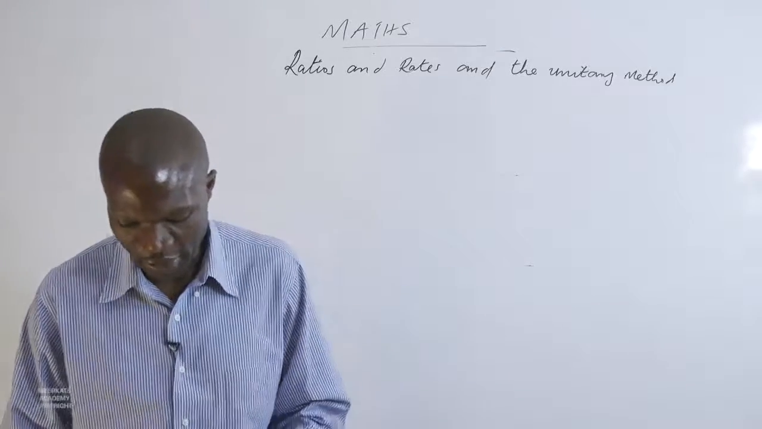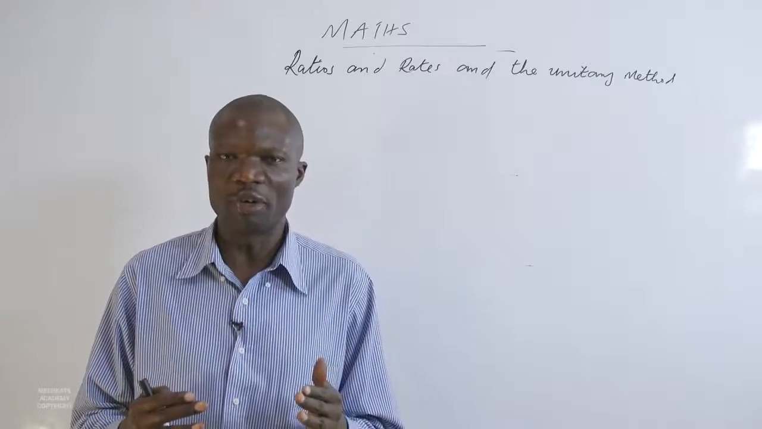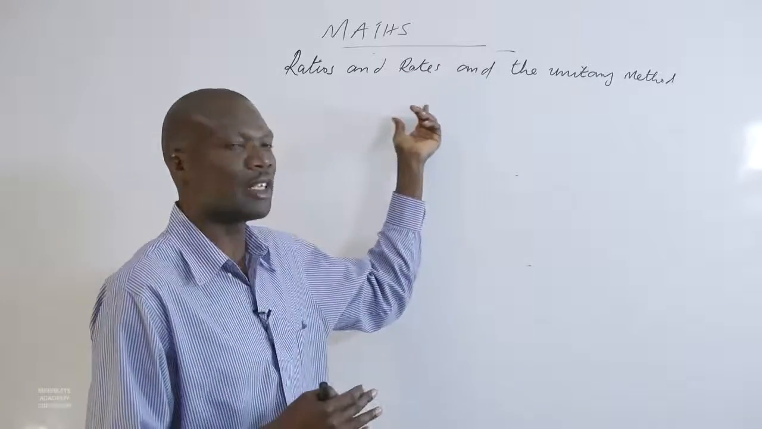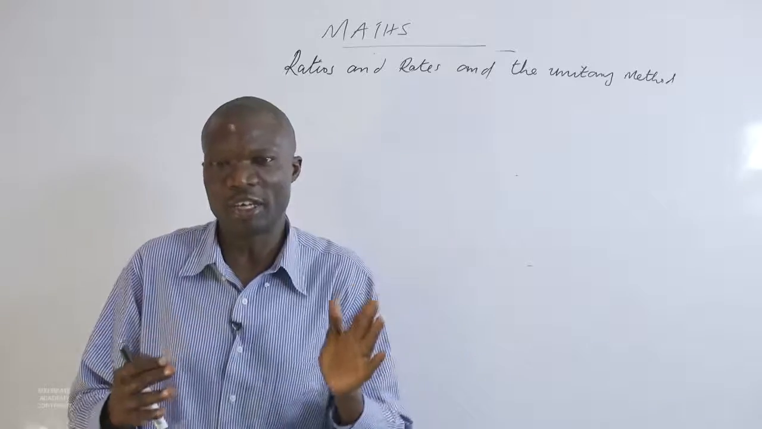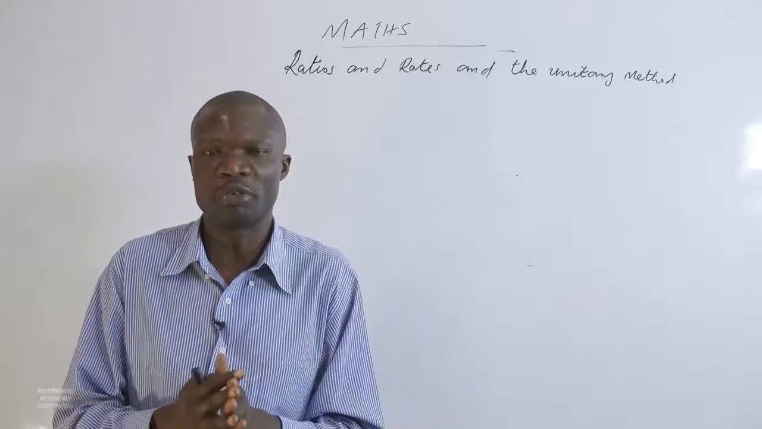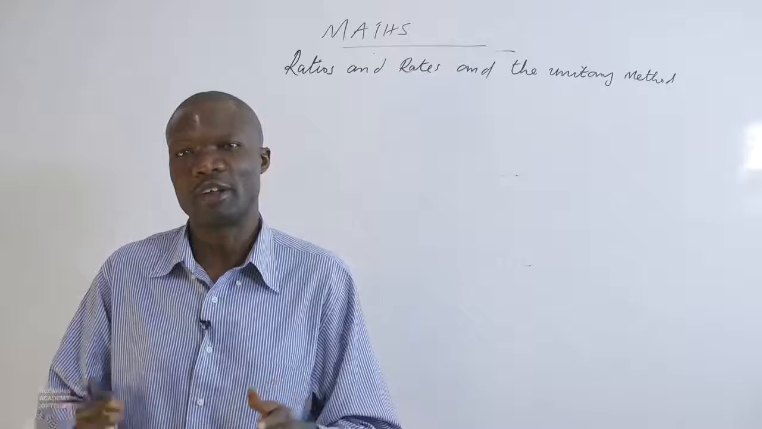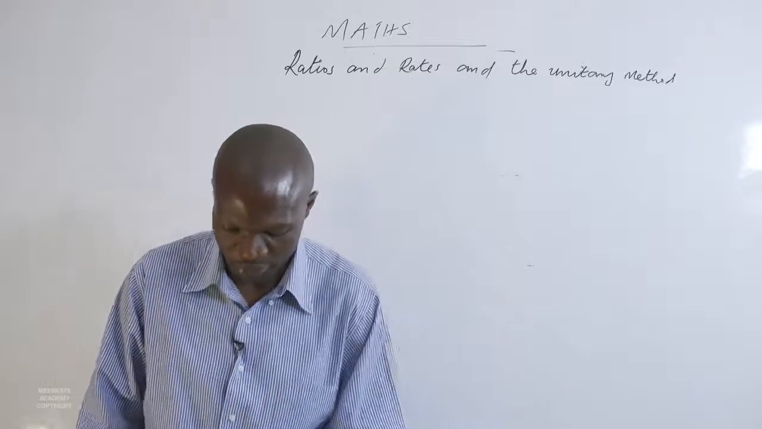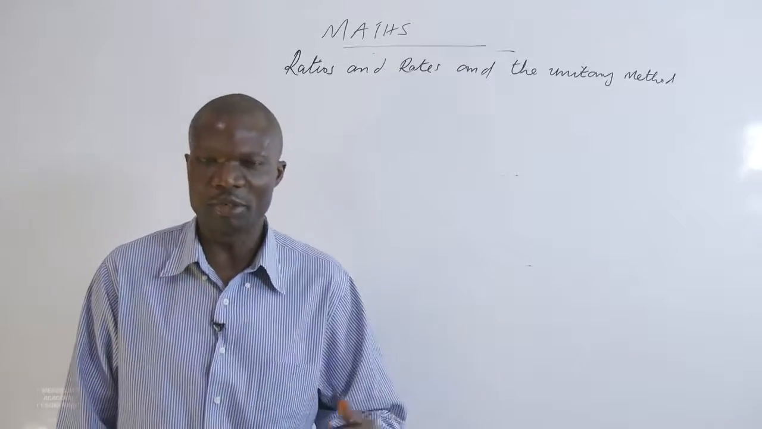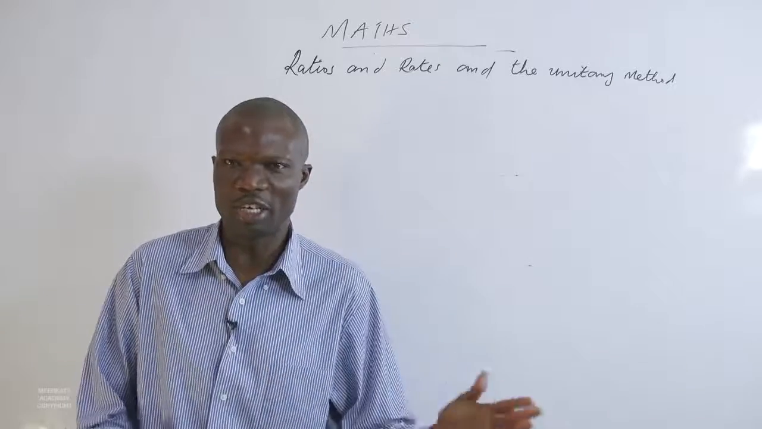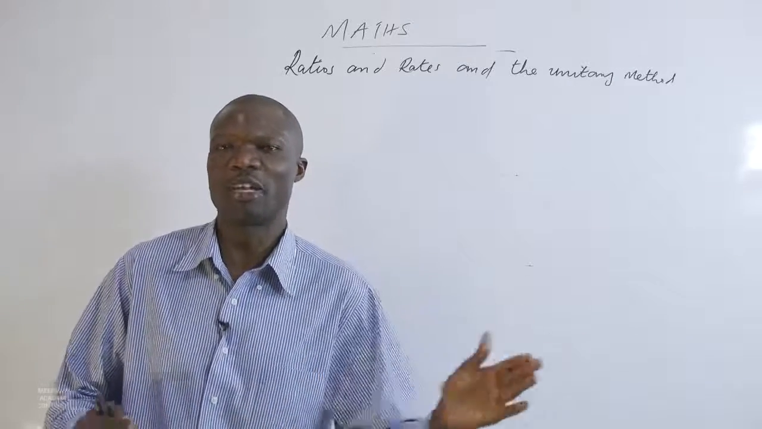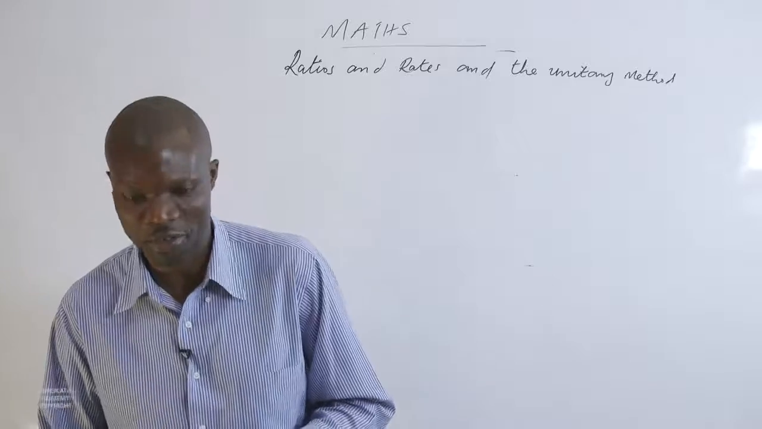Now, today here, we want to look at it from the point where we have the rates, ratio and the unitary method. How can we put the three together and work out problems? First, let us start. We find that we are talking about 1 unit. Let us look at a few points and see, can we be able to get 1 unit in whichever area we want to find out?